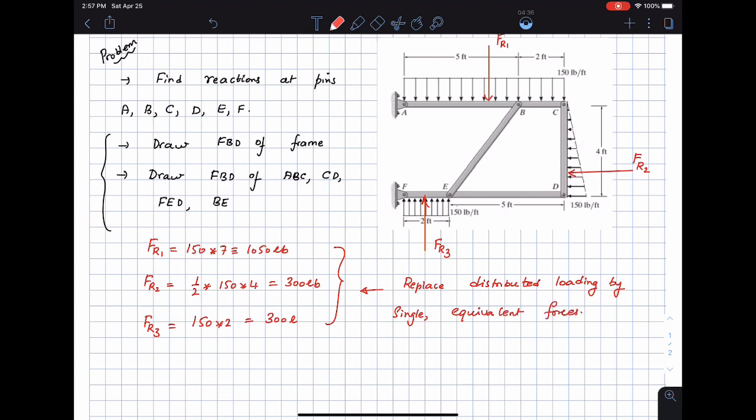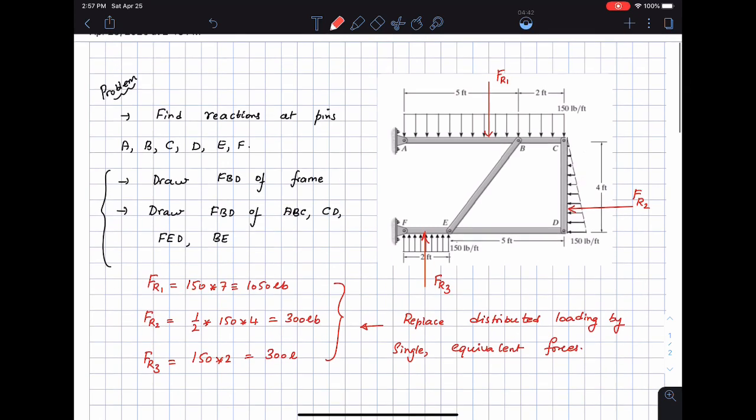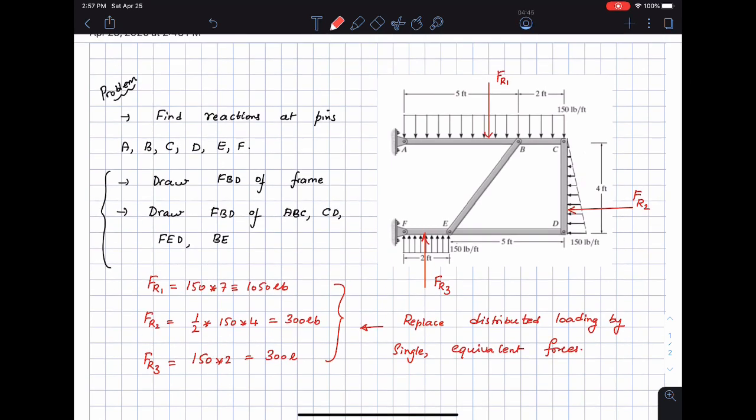It's fairly straightforward. You've done enough problems now to see that if you have a rectangular loading, then this is going to be acting at a distance of half the length of the rectangle. So that's going to be half of 5 plus 2, 7 feet. So this is going to be at a length of 3.5 feet from the point A. That's also something that you can quite easily see, so I can mark that off here. This is going to be 3.5 feet from the point A.